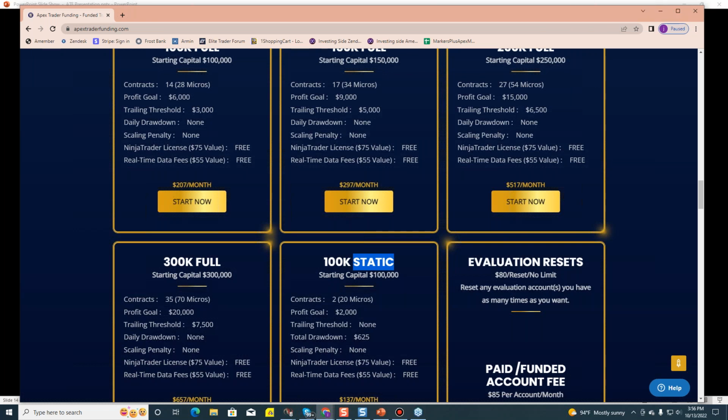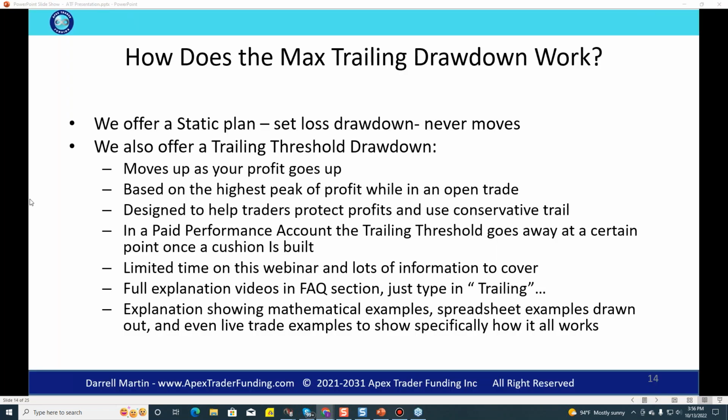Now, what does the trailing threshold mean? The trailing threshold basically moves up as your profit goes up. So if the trailing threshold is $2,500, that means starting off, you've got $2,500 of room. If you make $2,000 in the account, then the trailing threshold moves up $2,000 as well. So it's still $2,500 behind where you are now. It's designed to help traders protect their profits and use conservative trails and not just leave trades out there going way against them and way against us.